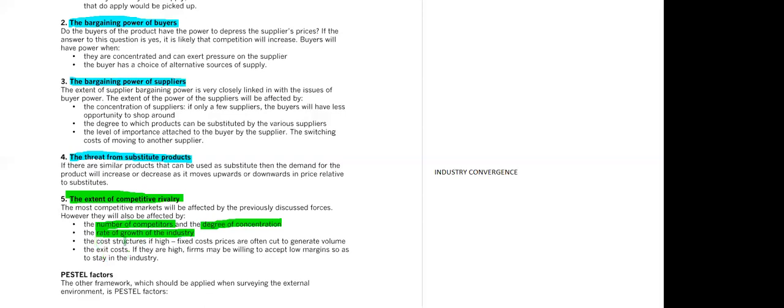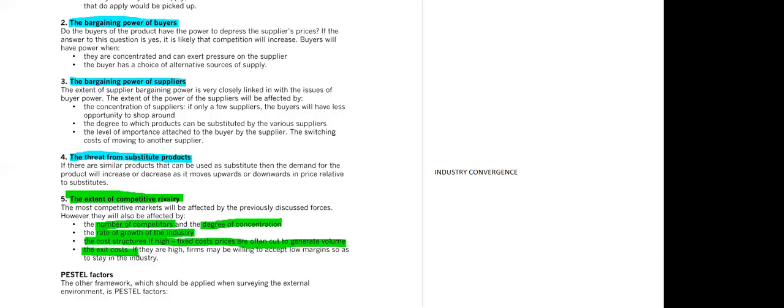Cost structures. If cost structures are high, fixed costs are high, to generate volume, then again the rivalry would be very high. Exit costs. Now if exit costs are high, what are exit costs? If you leave the industry, all your equipment, everything that you have, because that's so specialized, you cannot put it to use elsewhere, so that will all be sunk cost. So sunk cost is high, exit cost is high.